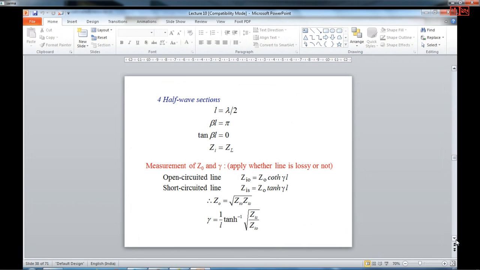So this is one thing, and measurement of this characteristic impedance and gamma is always done through open circuited lines and short circuited lines. That means if a line is given to us and we don't know its characteristic impedance and propagation constant, then what we try to do is we open circuit at one end and measure the input impedance at the other end. Similarly, we short circuit one end and measure the input impedance at the other end.